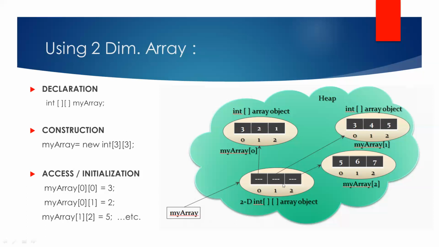If I need to access the length of this array, how will I access it? I will access it through this index. Okay, to reach this index, we will write the name of the array. So we'll write my array index number 0 dot length. So the array which is pointed to by this index, we will get the length of that array object.